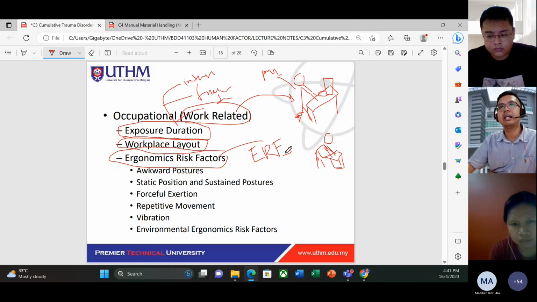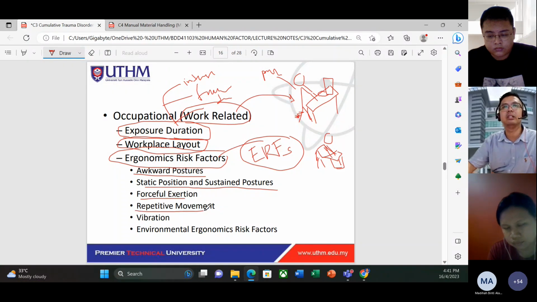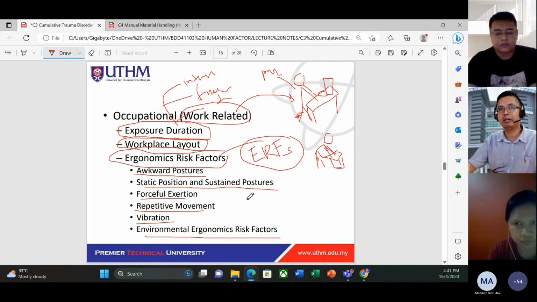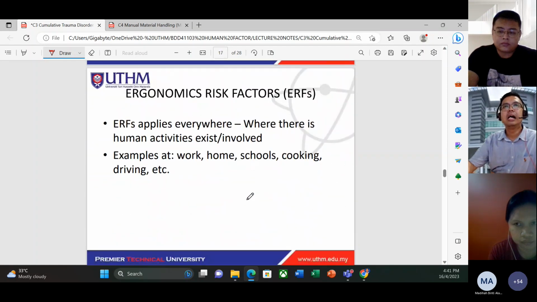So ERF stands for ergonomic risk factor, including awkward posture, static position or sustained posture, forceful exertion, repetitive motions or movement, vibration, and environmental risk factor. So we look at each one in detail. This is the ergonomic risk factor.